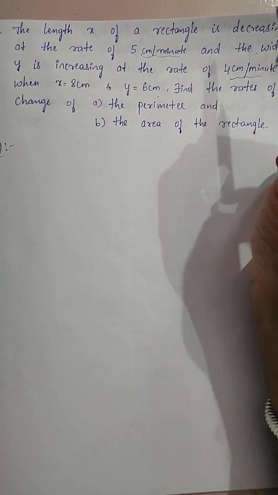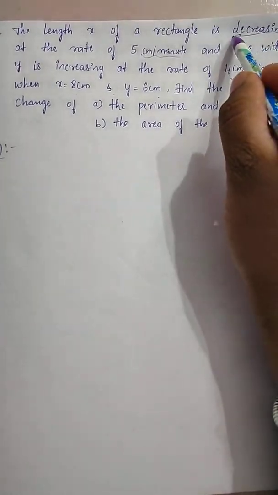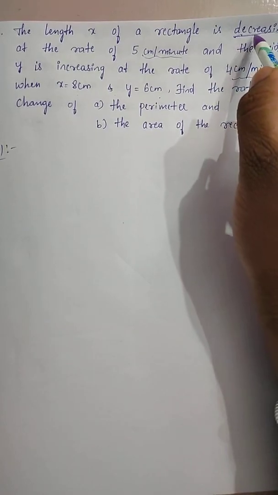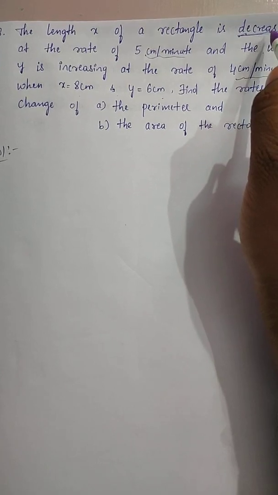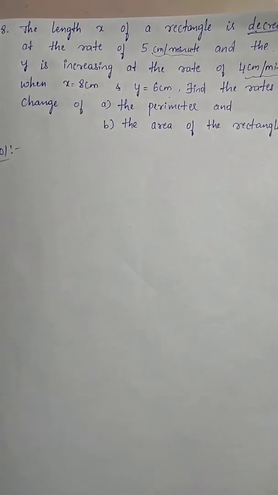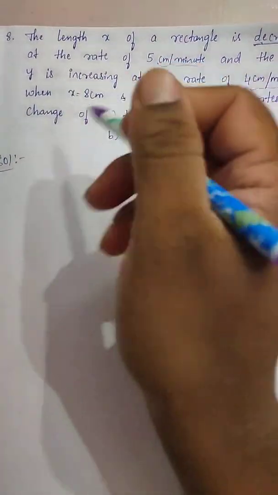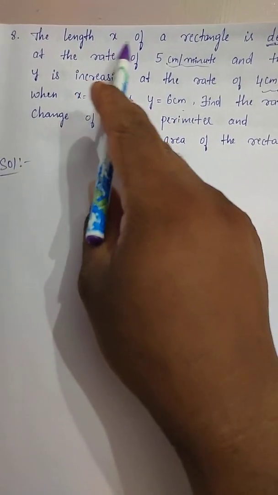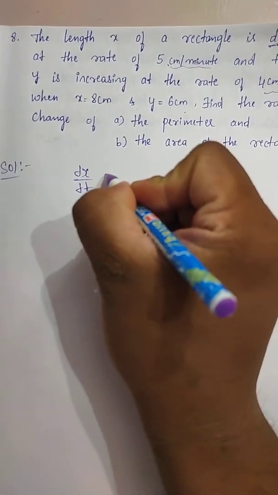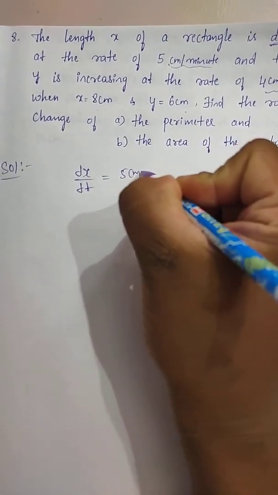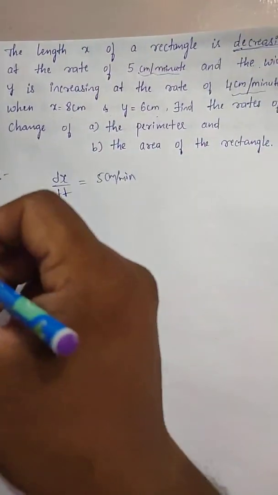Now, in the given question, the new word here is decreasing. In every problem they mentioned increasing, but in this problem they mentioned decreasing. If they give decreasing, you have to write minus. I will tell how it is. So the length x of a rectangle is decreasing at the rate of 5 centimeter per minute, meaning x is changing with respect to time. So you have to mention it like this: dx by dt is equal to 5 centimeter per minute. Since it is given as decreasing, what do you have to write?